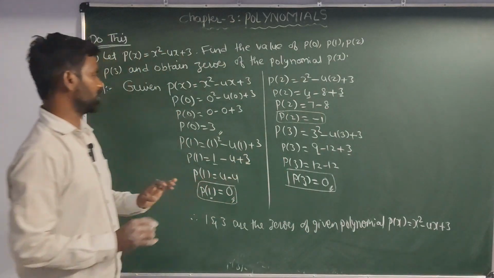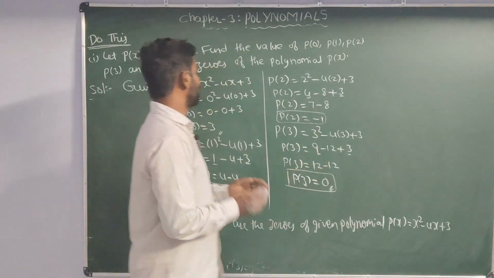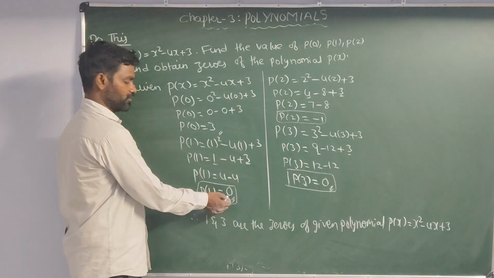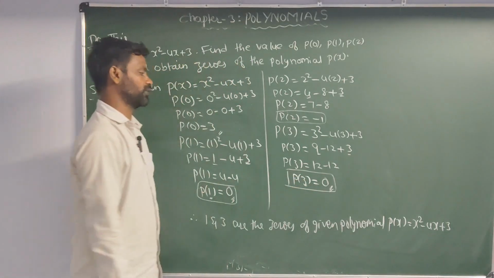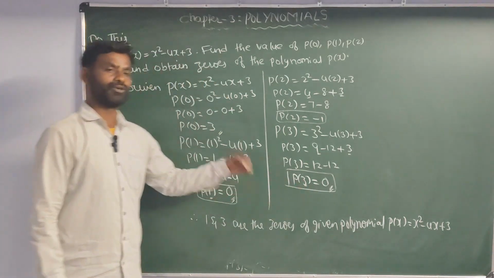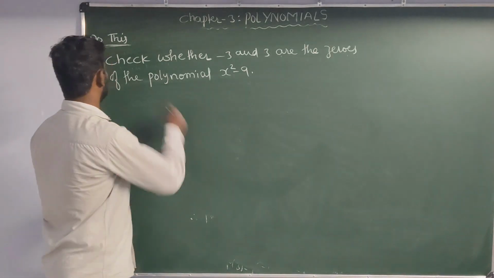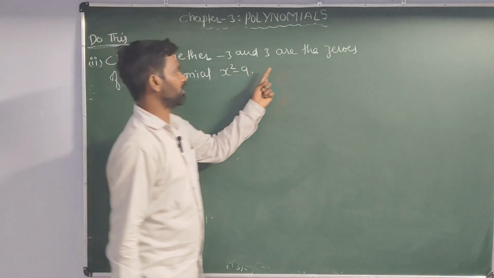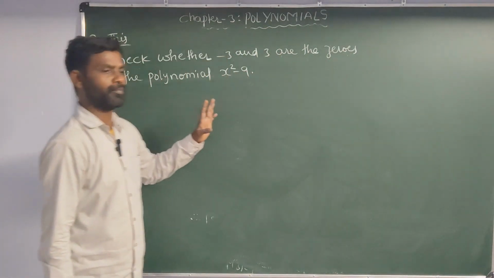So are you getting what I said? After finding the values of the polynomial, wherever you get the zeros, that is here we are getting P of 1 is equal to 0 and in this case we are getting P of 3 is equal to 0. Then we can say that this 1 and 3 are the zeros of the given polynomial. Okay, students, next question in the same, do these questions. Second one, check whether minus 3 and plus 3 are the zeros of the polynomial x square minus 9.